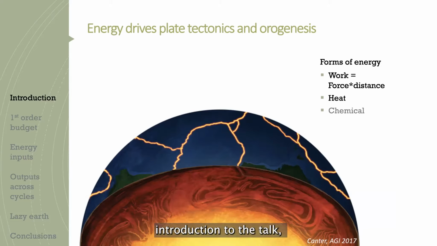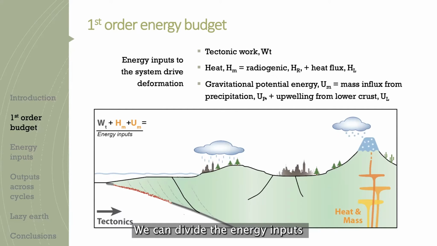This finishes the introduction to the talk, and I'll now outline the first order energy budget before describing how energy inputs and outputs vary across earthquake and eruptive cycles, and then implications for a lazy Earth. We can divide the energy inputs into three broad components. First, tectonic work comes from the convergence across the margin.